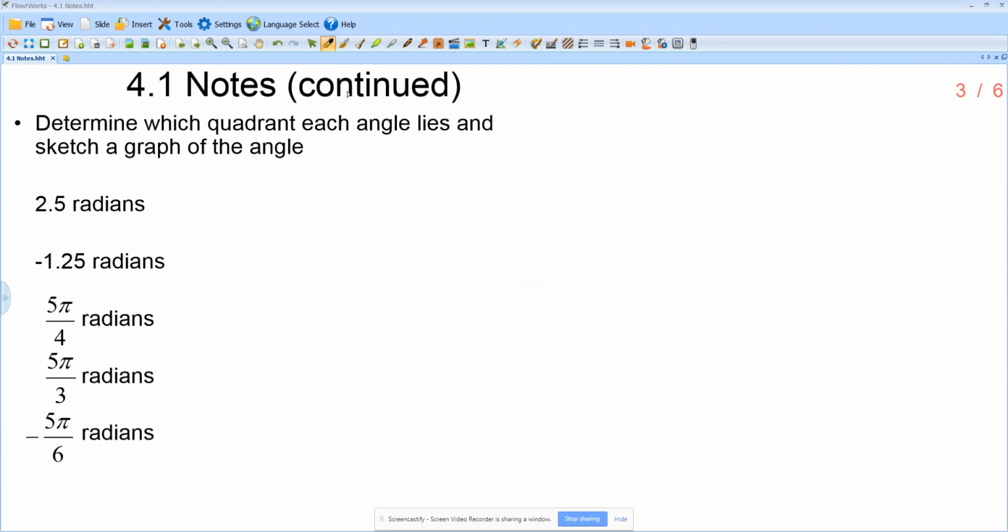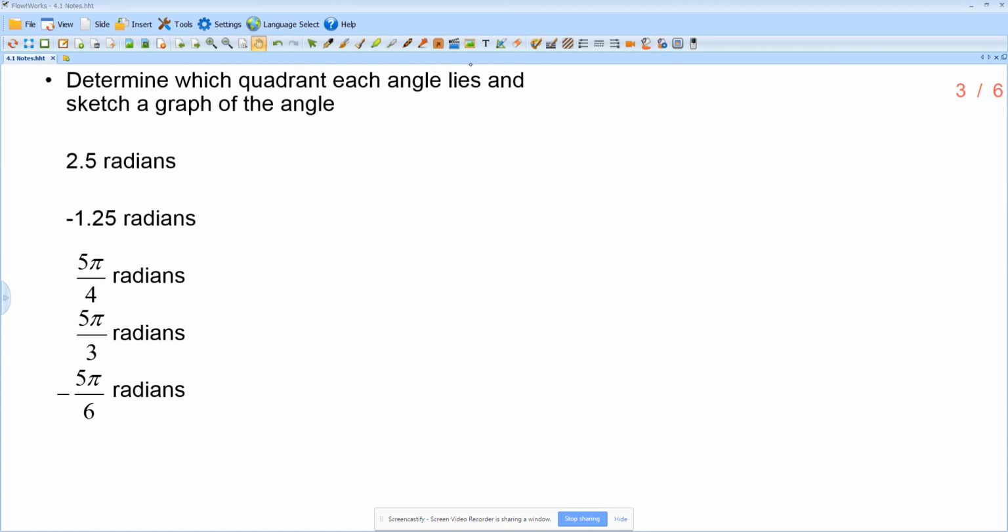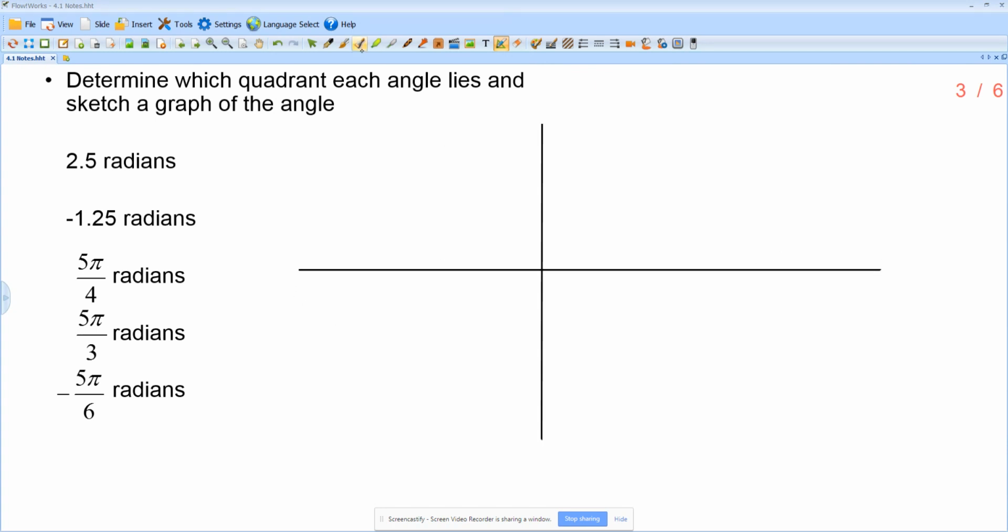All right, a nice easy type of question. Determine which quadrant each lies in and sketch a graph of each angle. So I'm going to make a giant graph here first, and I will attempt to do each one of these in a new color.